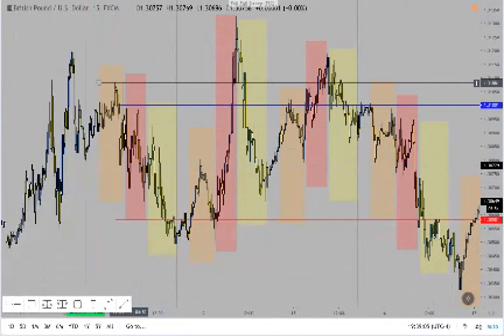Now, everybody else coming in thinking London starts at 3 a.m. all sees this wick to the high and they're trying to either buy it or whatever it is that they're thinking. You know now that until you see the second hit to the high of London or New York, that's only when you're taking that trade.